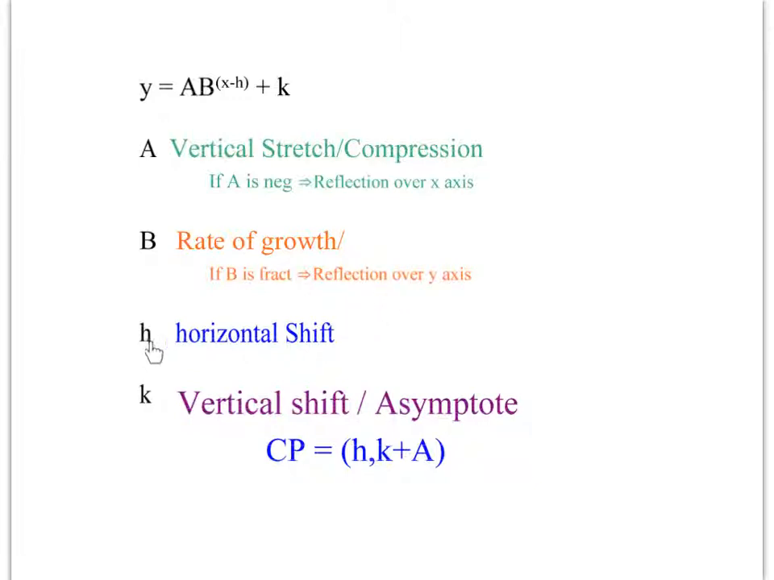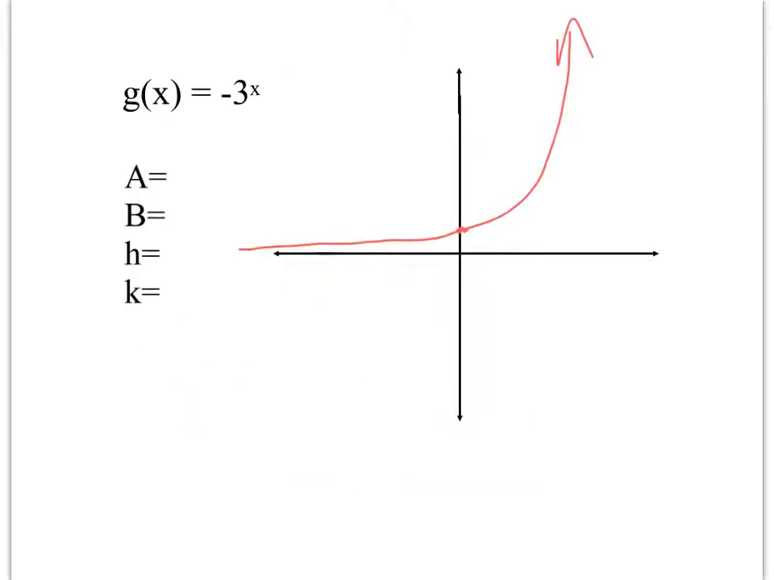Okay? The h, just like in all of our other transformations, h is our horizontal shift. Remember, h looks opposite of what it is because it's x minus h. And our k is our vertical shift. It also represents our horizontal asymptote, right? And our critical point, we're going to call that the original y-intercept, is always going to be h, comma, k plus a.